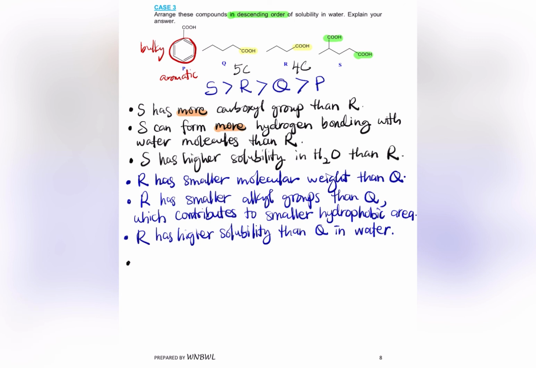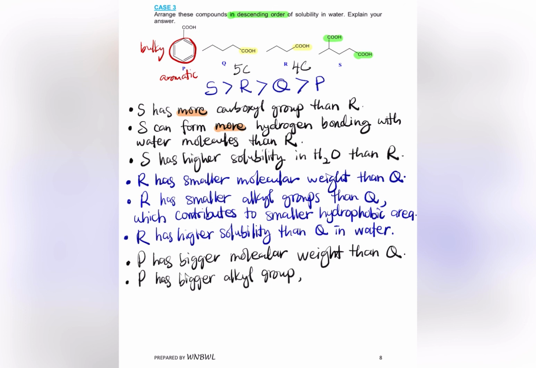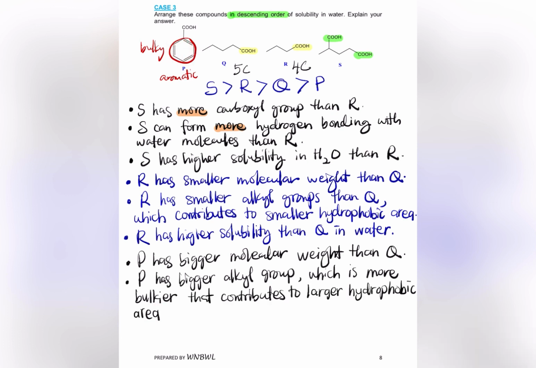P has bigger molecular weight than Q. The next point, you can say that P has a bigger alkyl group, in this case more bulky. Bulky is the term that I'm using to refer to the size of the aromatic ring, and this contributes to a larger hydrophobic area than Q. So that is the second point. Now we are going to continue with the last point. You have to tell that P has lower solubility than Q in water. So settle for the third and last paragraph.